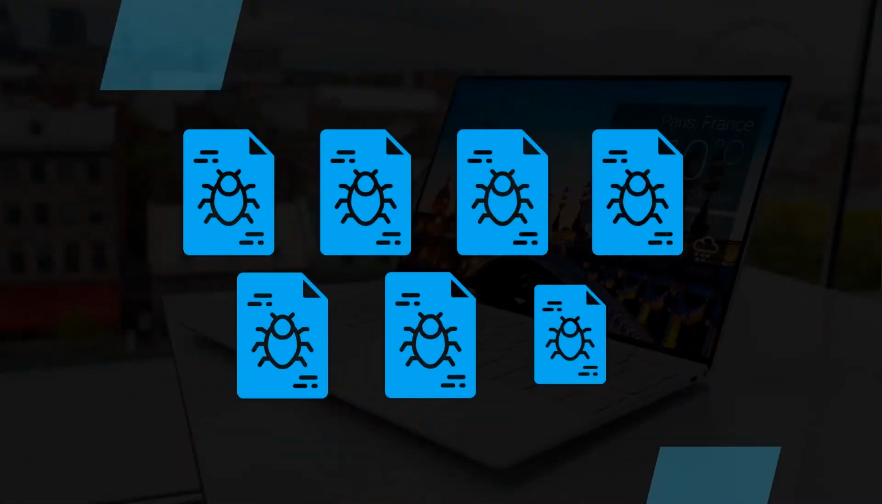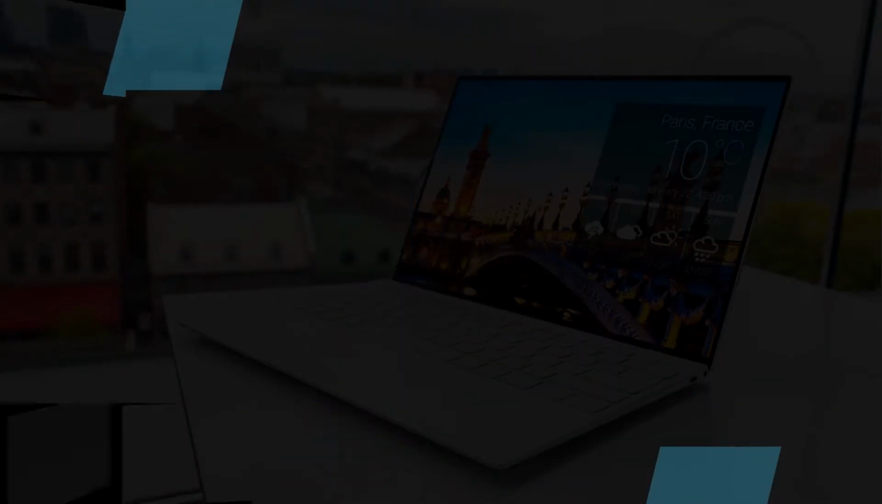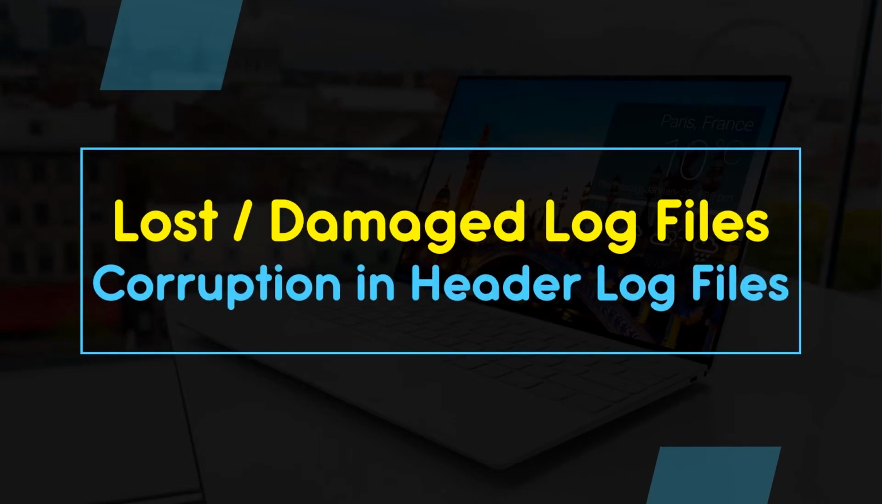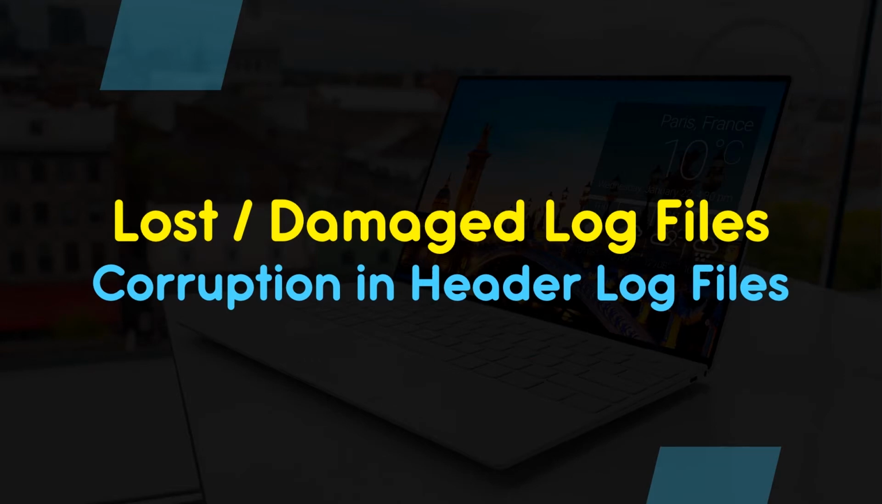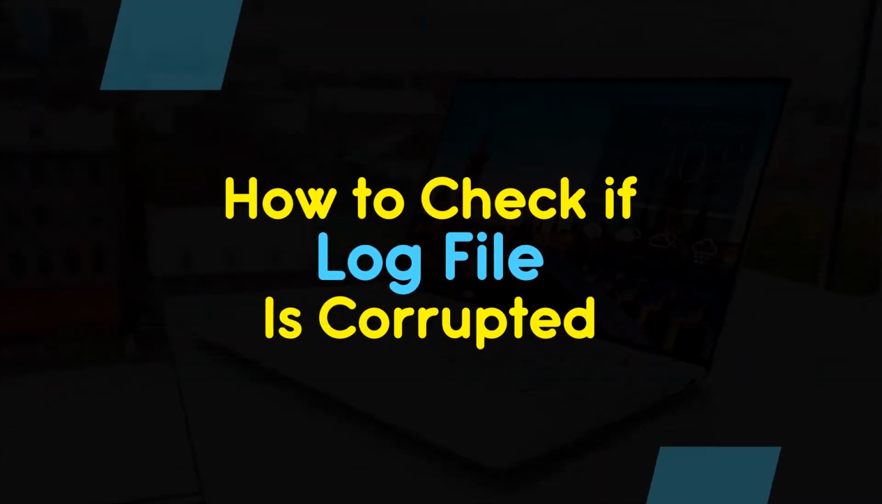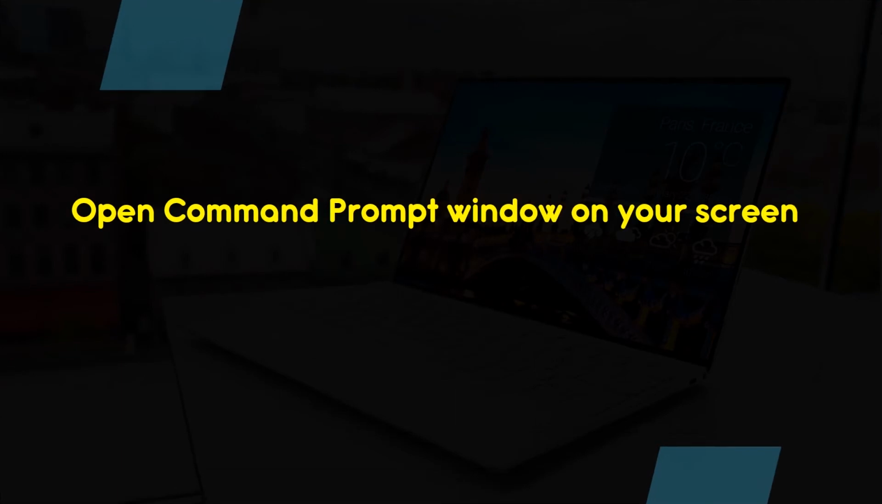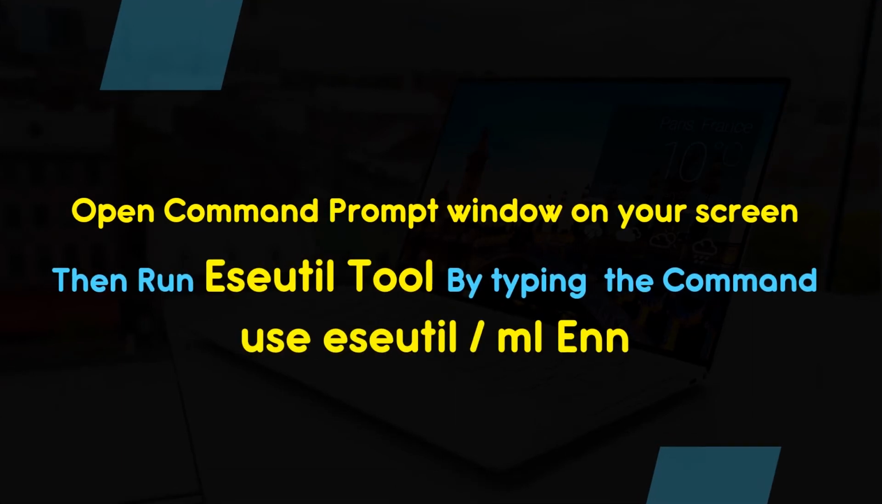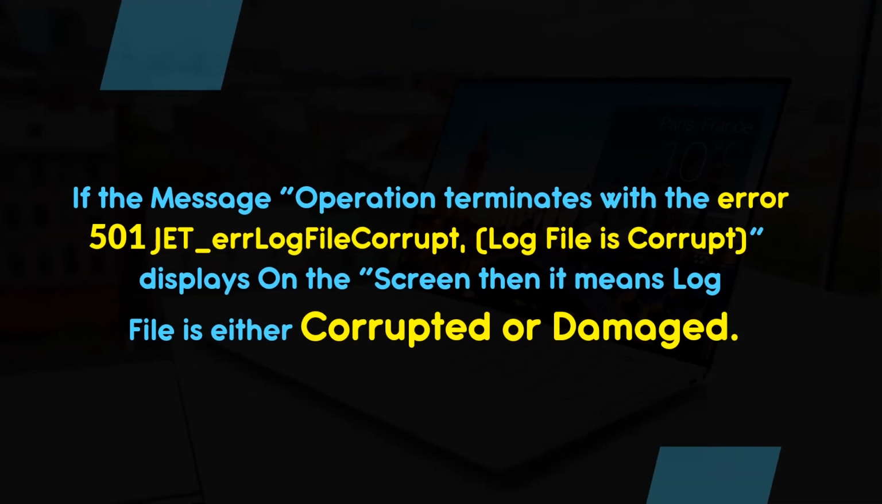Corruption in Exchange log files is the main reason behind error 501. This error usually arises because of lost or damaged log files or corruption in the header of log files. Let's see how to check if a log file is corrupted. Open the command prompt window on your screen and type the command mentioned here. If you see a message like this, that means the log file is either corrupted or damaged.